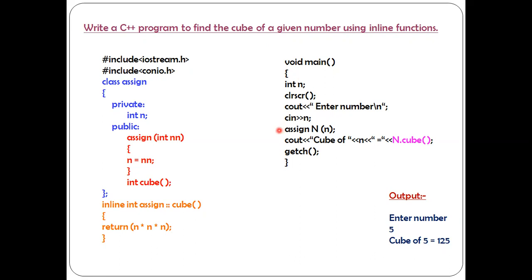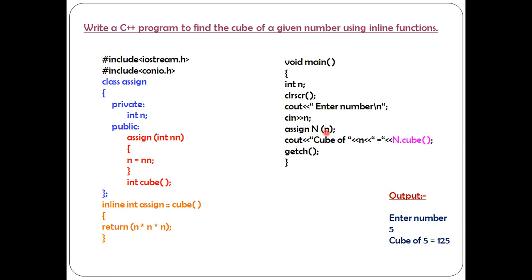The next line is very important. Have a look at this: assign, one blank space, capital N of n. Assign is the name of the class. Capital N is a user defined object with an argument n. Previously, we have accepted the value n. Let us assume that n is 5. Assign capital N of n.